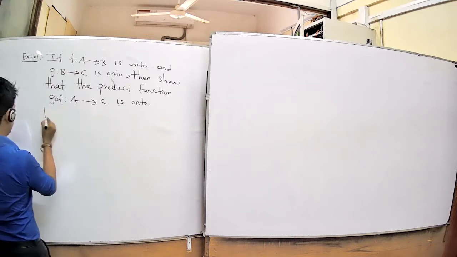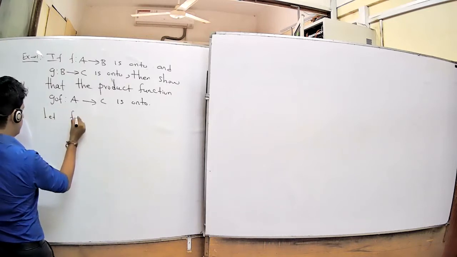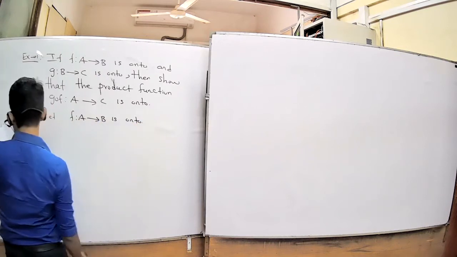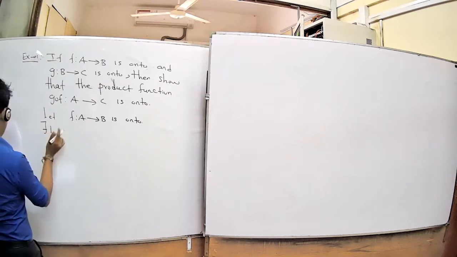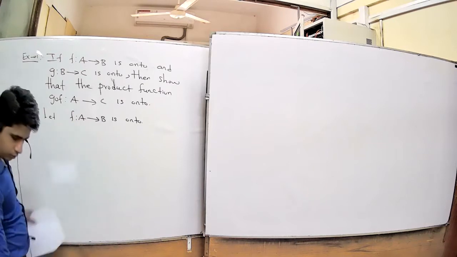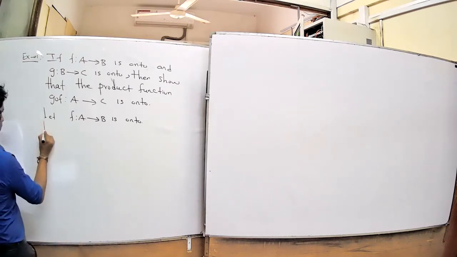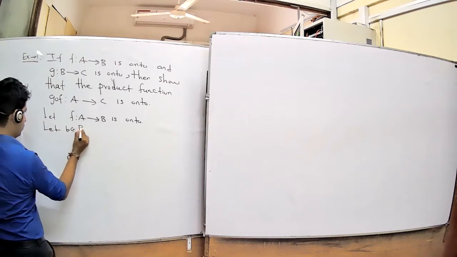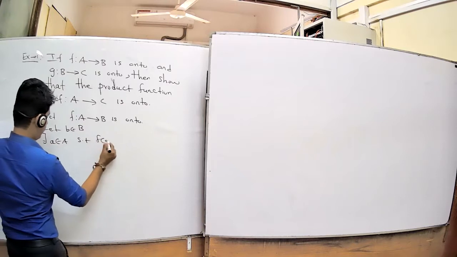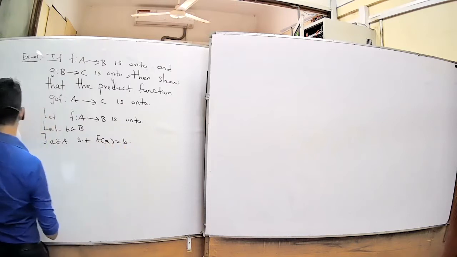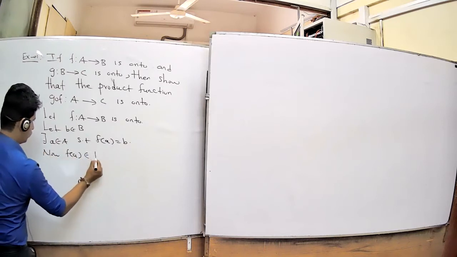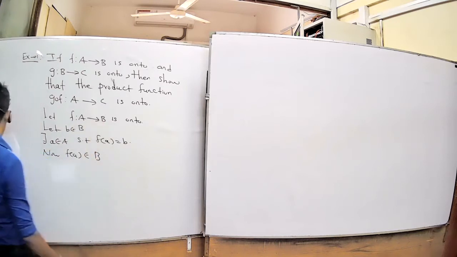Let f from A to B be onto. Therefore, you take one of the elements in the codomain. Let b belong to B. Then there exists a belonging to A such that f of a equals b. Now your f of a belongs to B.